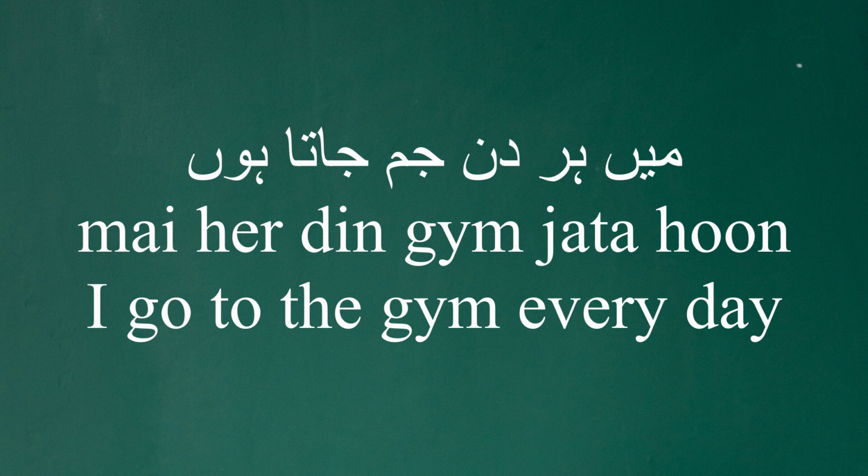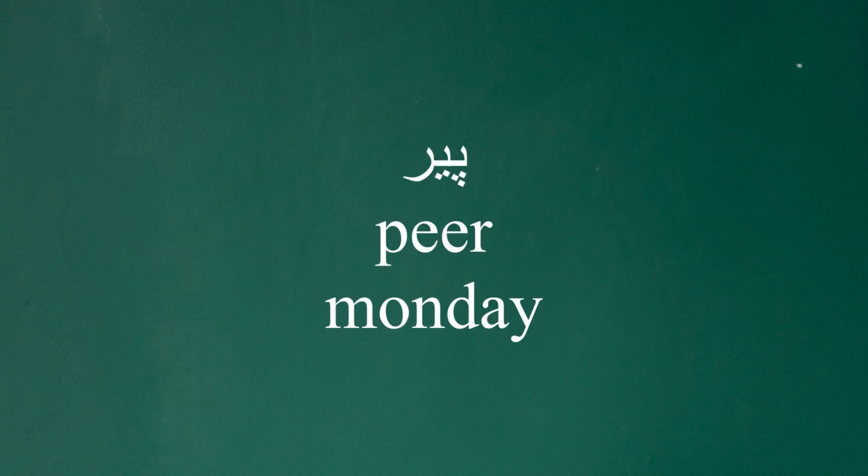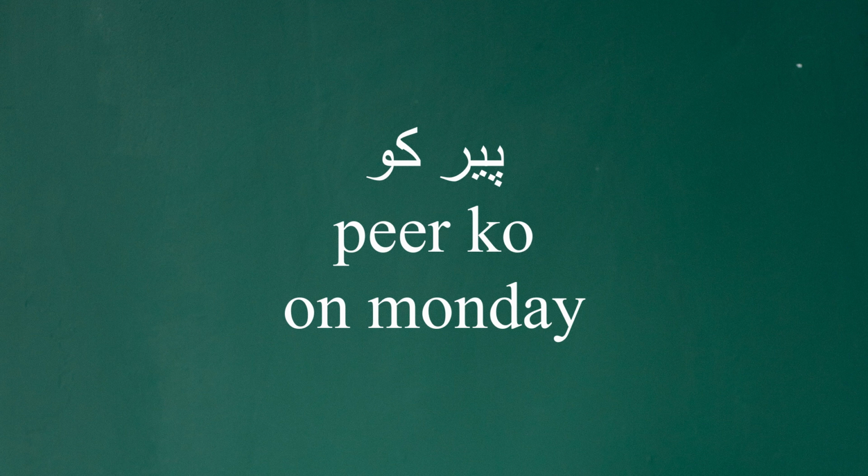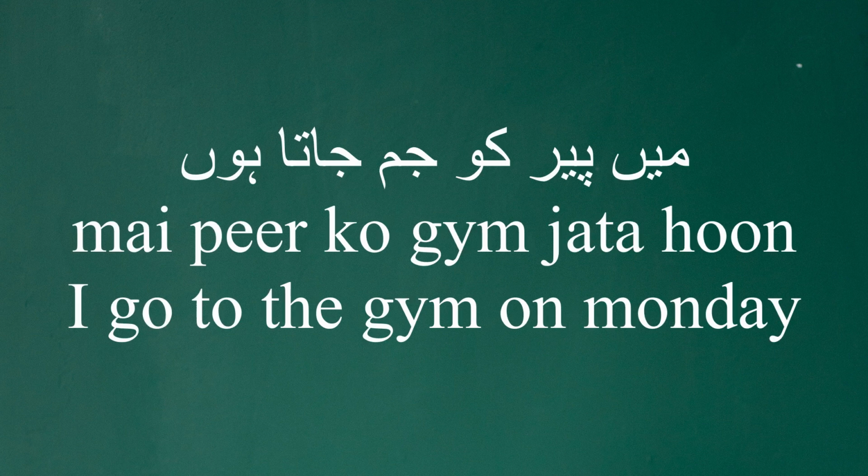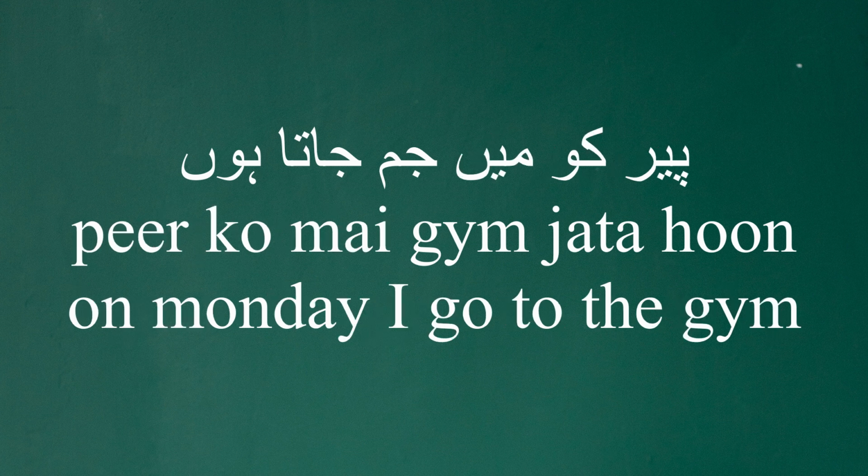If you're talking about, suppose, a specific day of the week, that is Monday, and Monday is Peer, and on Monday is Peer ko. You can say, main Peer ko gym jaata hoon. I go to the gym on Monday. You can put Peer ko in the beginning of the sentence as well. You can say Peer ko main gym jaata hoon.